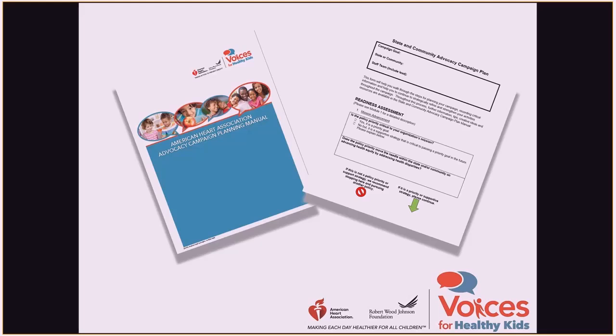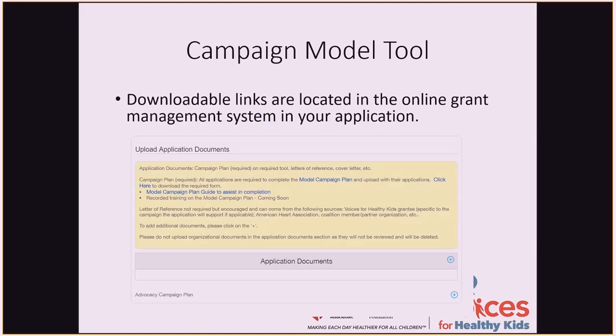Also be sure that you download and review the planning manual that is in the same download instruction box on the application. It also has some very key details for you to be able to successfully complete the model campaign plan. If we could go to the next slide, this is in your application in the online grant management system. There are some downloadable links, and if you scroll all the way towards the bottom where you'll be required to upload your documents, that is where this is located.